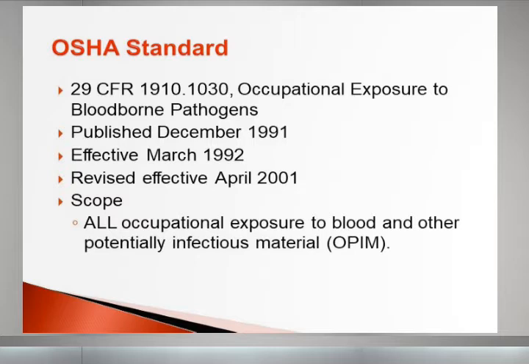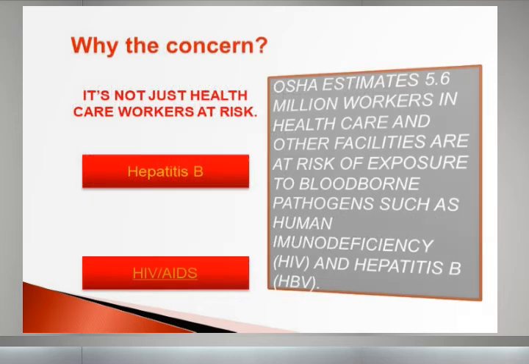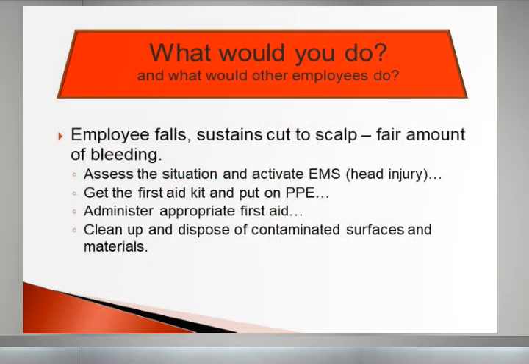So you might hear that and think, well, this is about doctors and nurses, and that's true. It is about doctors and nurses, but it's also about other people also. There's a lot of people that have a potential risk and potential exposure. It's not just doctors, nurses, EMTs, paramedics, people who are involved with emergency services. OSHA estimates that there's 5.6 million workers in healthcare and other facilities that are at risk of exposure to HIV and hepatitis B. However, there are other people.